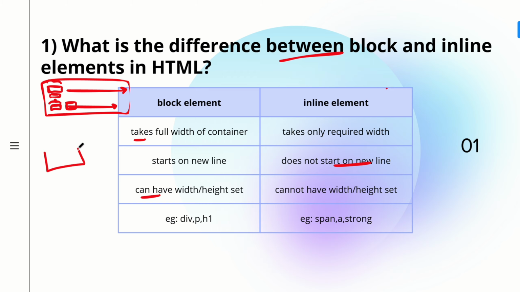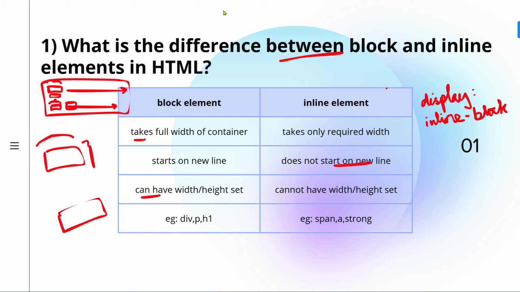Then the third difference is we can set the height and width of the block element. If this is your block element, then you can set the width and you can set the height of this element. Coming to inline element, you cannot set the height and width of the inline element by default. But in case you want to set the height and width of the inline element, then you'll have to make use of the property inline-block. If you're making use of that property, then you can set the height and width of the inline element.